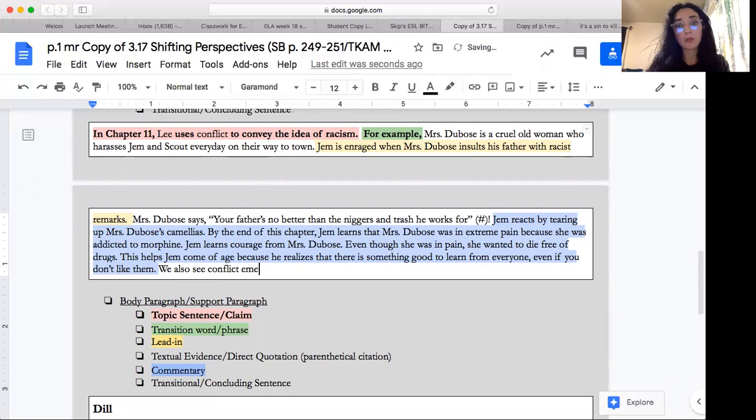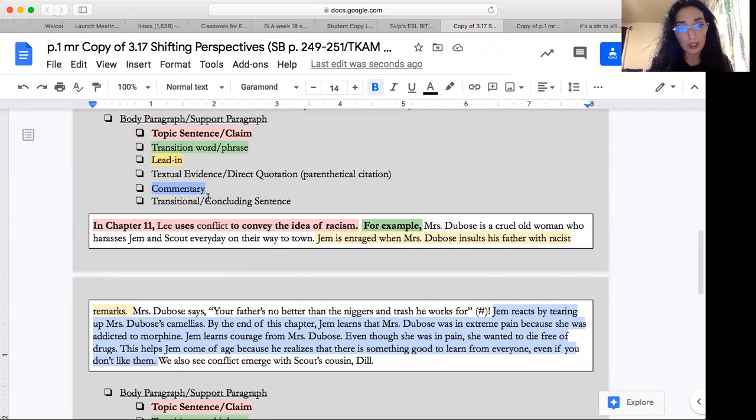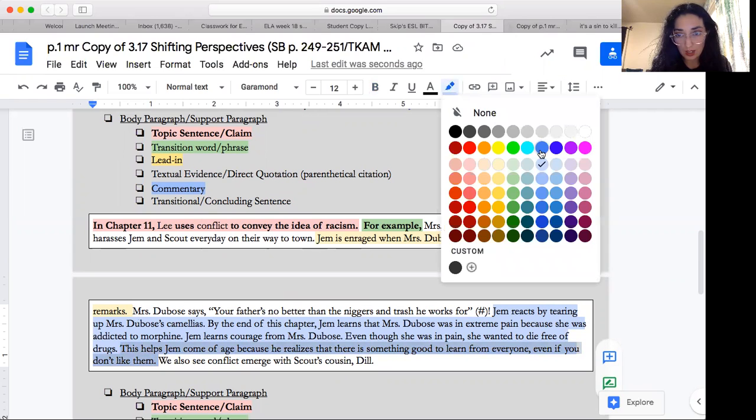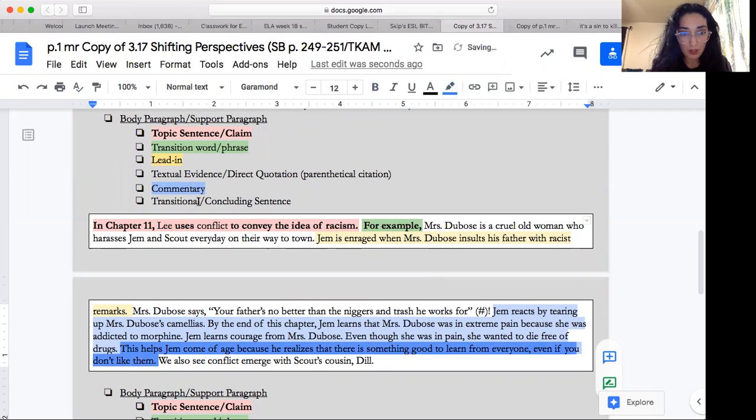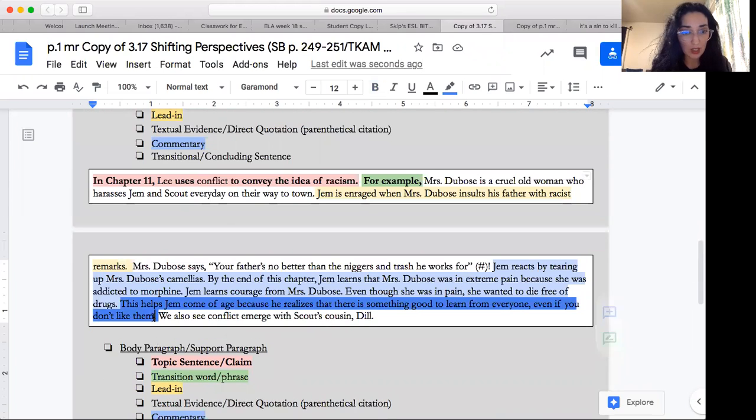conflict emerge with Scout's cousin, Dill. Okay, so there I'm just giving the reader a little taste of what's going to happen next. Or if you want, this is kind of a concluding sentence too. If you wanted to just end it here, that's a concluding sentence too. So this sentence is kind of special because you're tying it back. It's part of the commentary, but you're also tying it back to the theme. So if I ended it there, it would still be a really good paragraph because it is concluding it and tying it all together and connecting it to the coming of age.